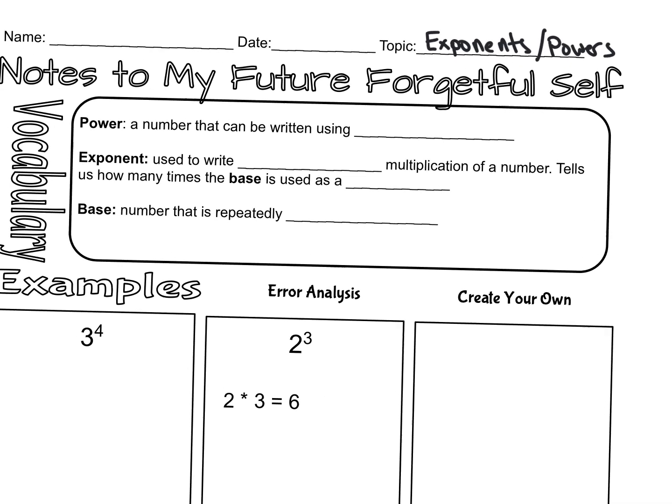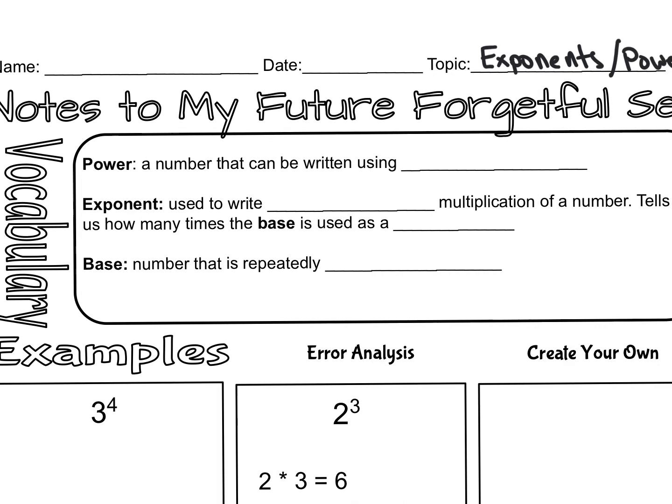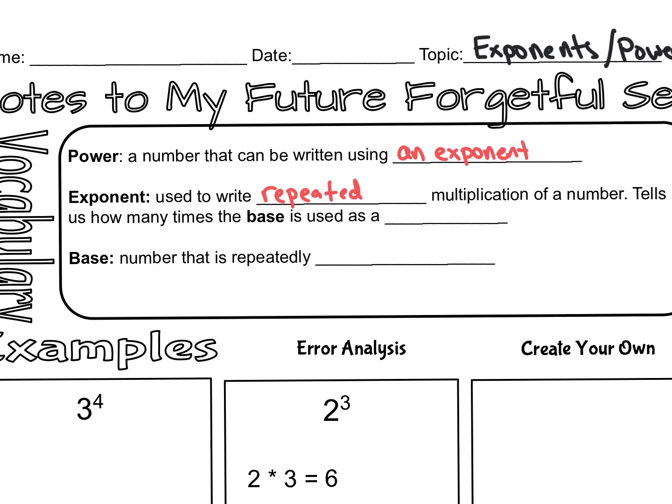Before we get into the main part of the lesson, we just want to do some quick vocabulary. So a power is going to be a number that can be written using an exponent. And an exponent is used to write repeated multiplication of a number. Basically what it does is it tells us how many times the base is used as a factor. And the base is the number that is repeatedly multiplied.